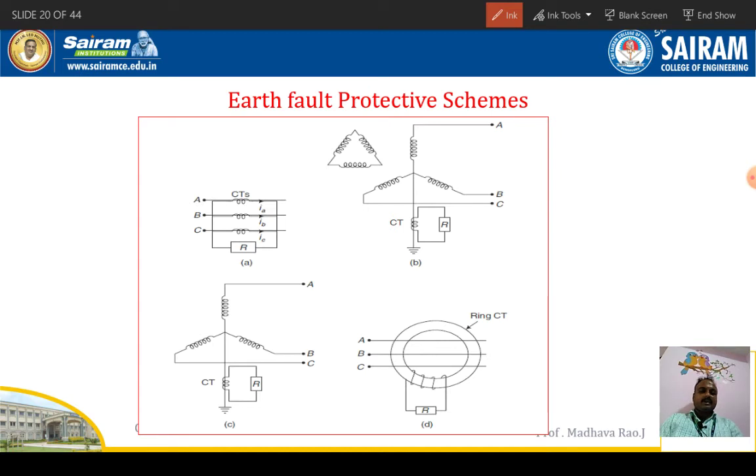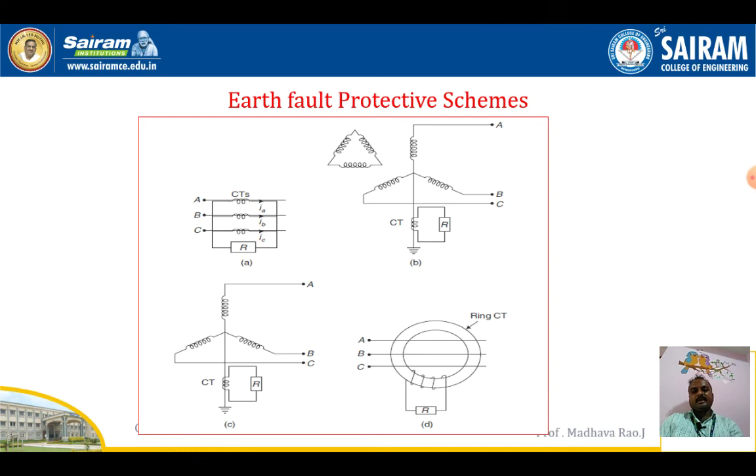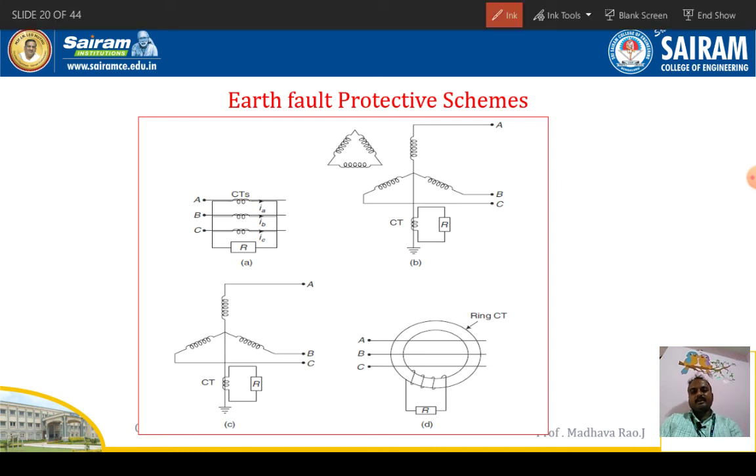So whenever a fault occurs, the neutral current is not equal to 0. As we discussed in the previous case, IA plus IB plus IC is not equal to 0. Then the relay will operate and isolate the fault. So how will the relay operate? By using the circuit breaker current, the relay will operate and isolate the fault.